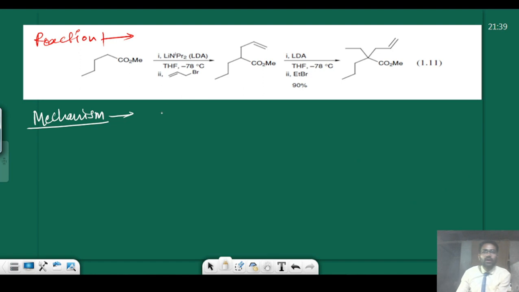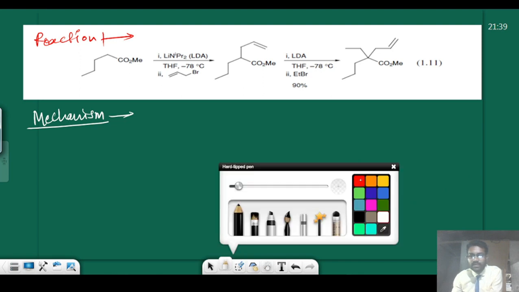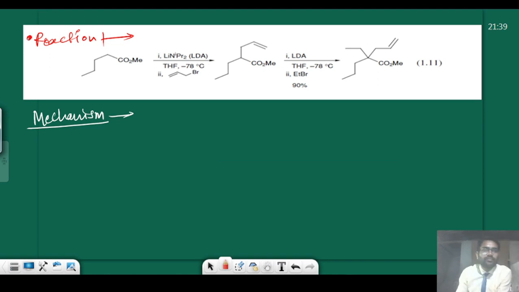Now this is the new reaction, which is coming in the Carruthers reference. This is what we need to discuss now. What is the substrate? This is our substrate.